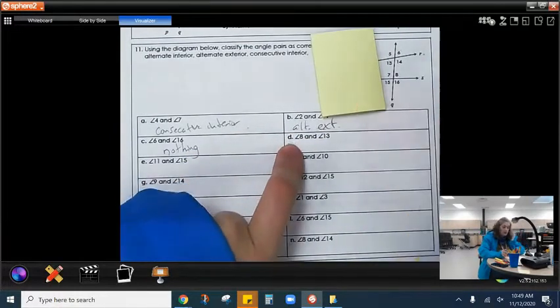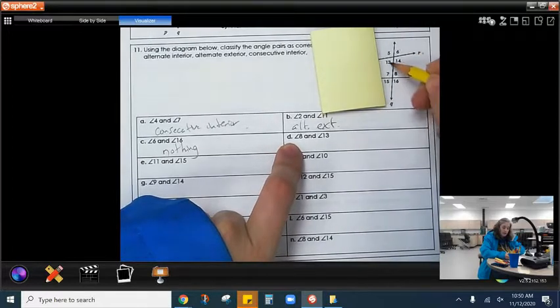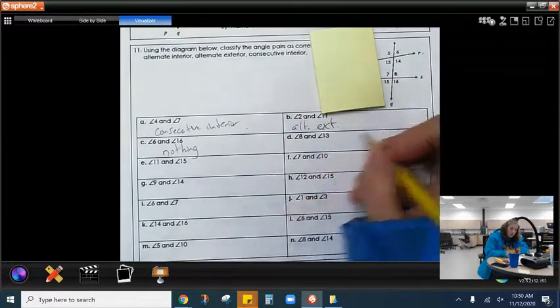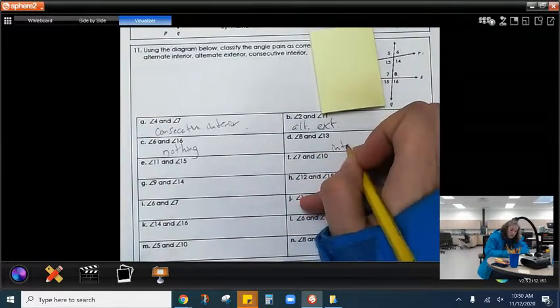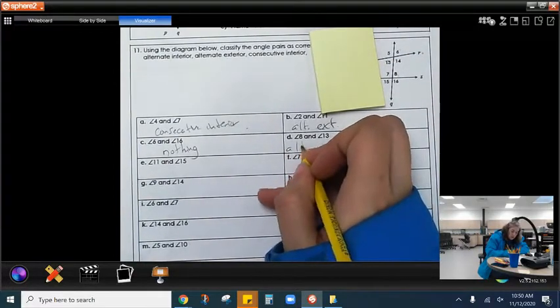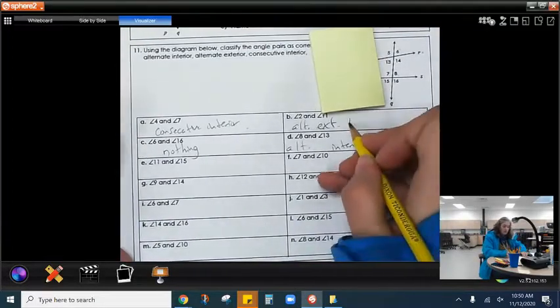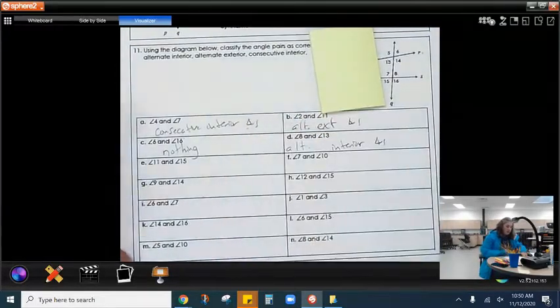All right, our next one, angle 8 and angle 13. Angle 8 and angle 13. Well, they are on the inside, right? This whole thing is inside, so they're going to be interior for sure. And they are on opposite sides of their transversal line Q. So they're alternate interior angles. Sorry, make sure you're putting angles on there.